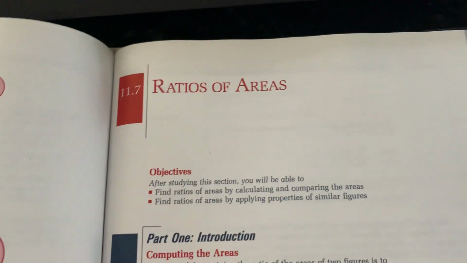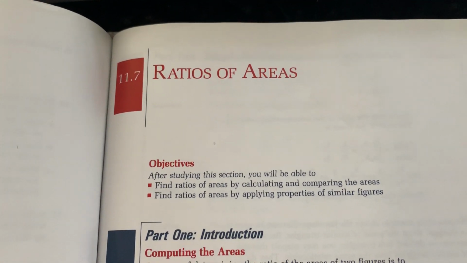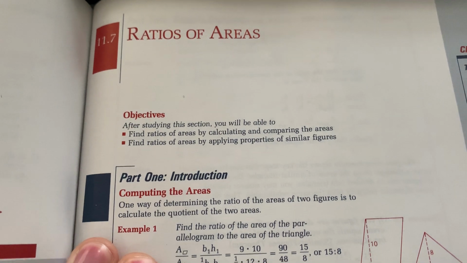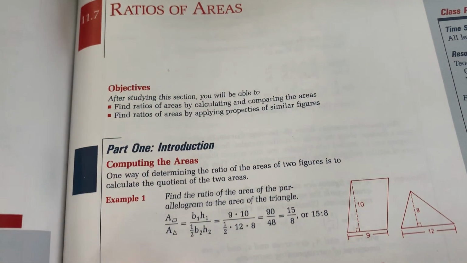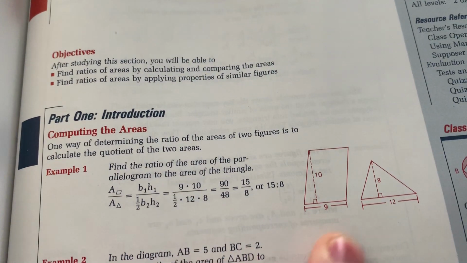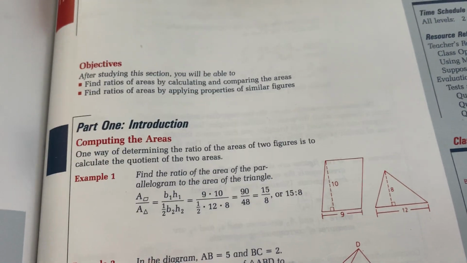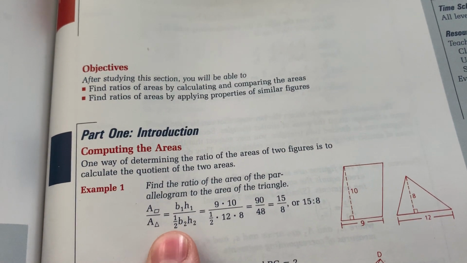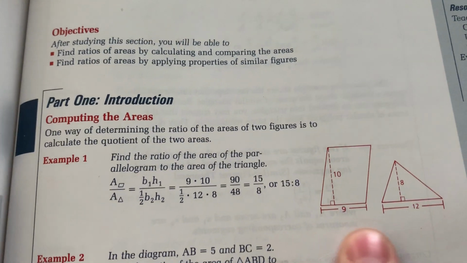11.7, ratios of areas. I'm just going to use the book for this. We're talking about ratios of areas, but specifically areas. Well, how about this? Let's first talk about what do you mean, ratio of areas? Well, take a look at these two shapes.